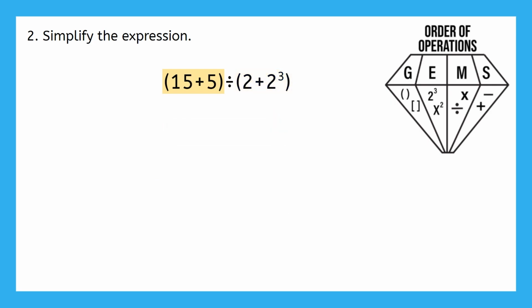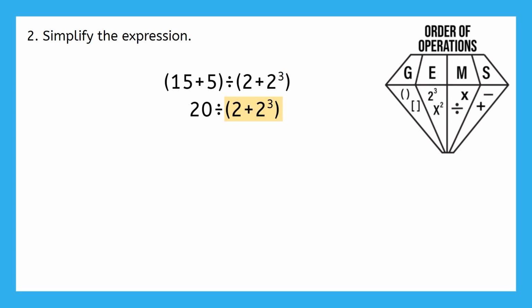So we start by adding 15 plus 5, which equals 20. Bring down the rest of the expression, and now we're ready to tackle that second grouping, 2 plus 2 cubed. Notice how there are 2 operations within this set of parentheses, addition and an exponent.